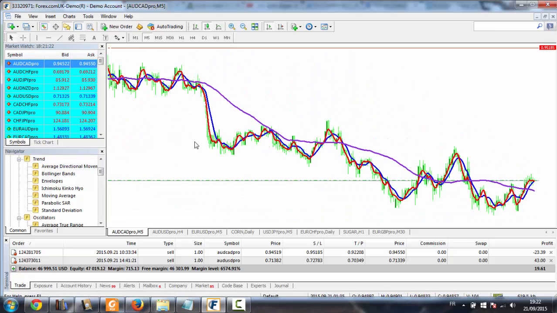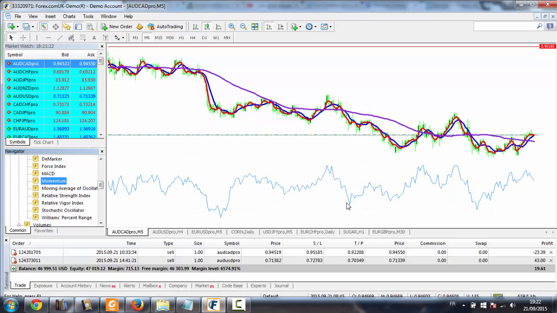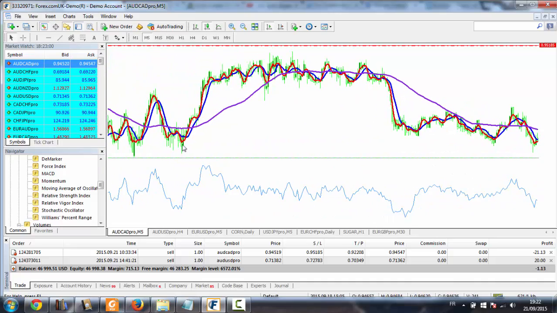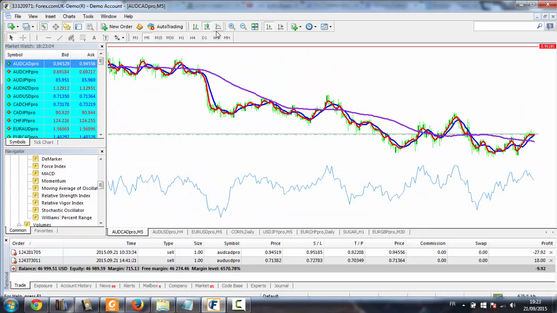It's quite simple, but we need some confirmations. For example, I use the momentum indicator. Here we have the momentum indicator. For example, here we want to enter here. Just look here, we want to enter the market here.